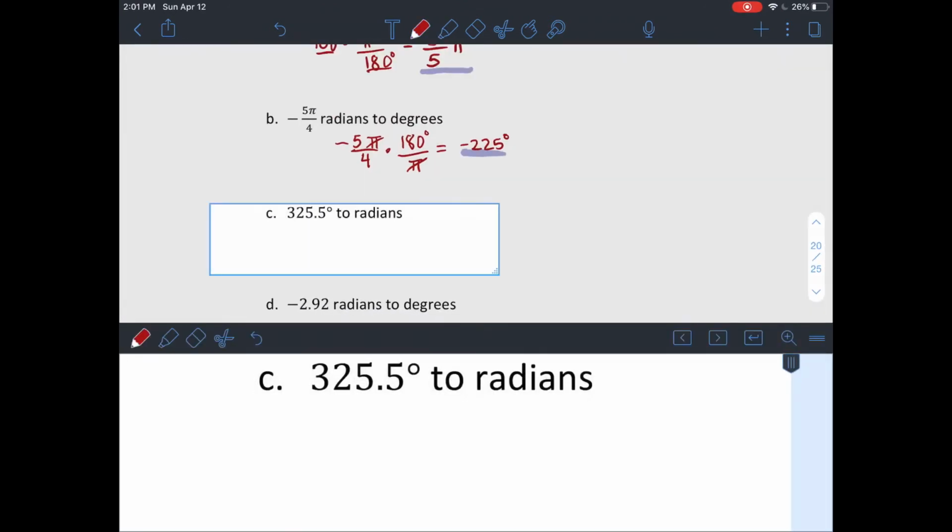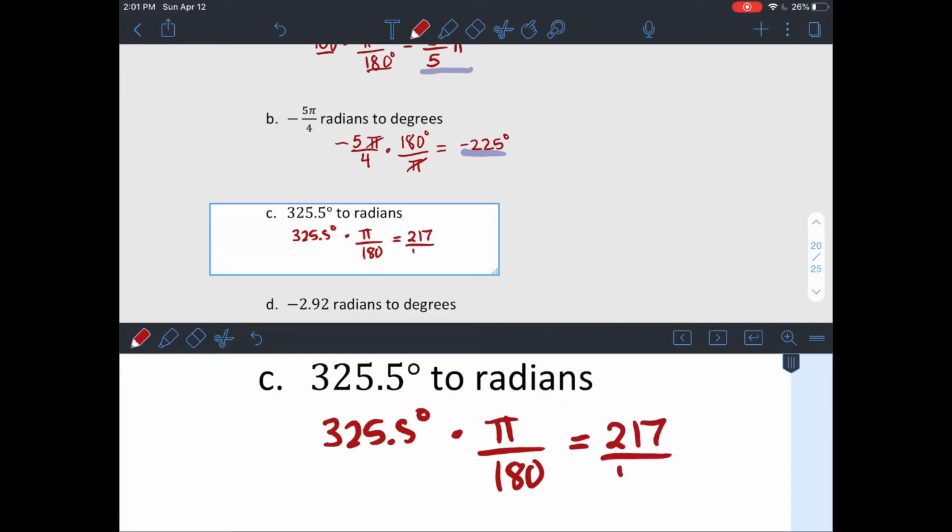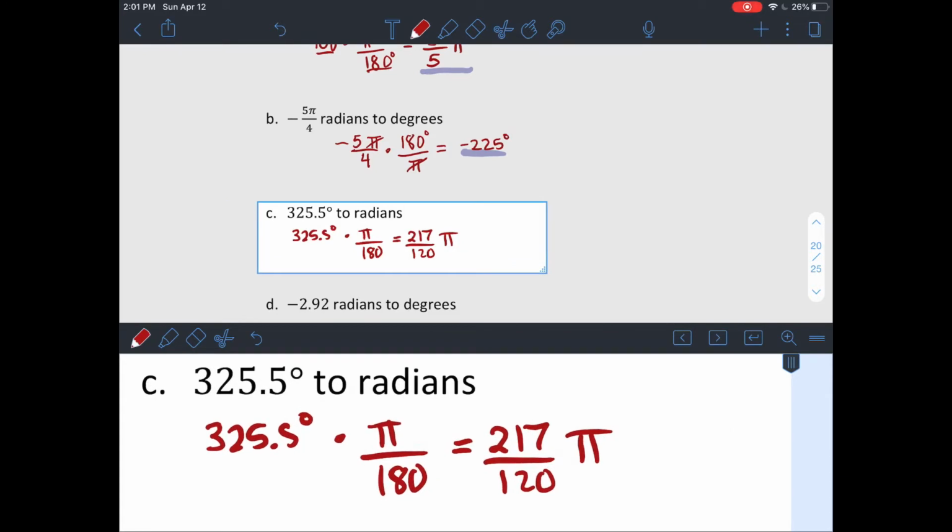This one is one where your calculator may or may not give you an exact value. We like exact values when possible, so fractions instead of rounded off. So try 325.5 divided by 180. You probably have to use the division, not the fraction. And your calculator might give you 217 over 120 times pi. Or if it won't, change it to a fraction.